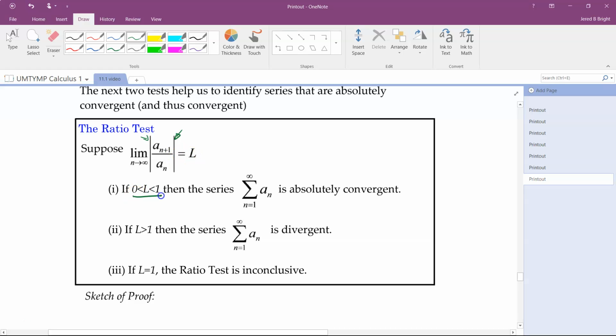If L is a number that is between 0 and 1, then we're going to say that this associated series is absolutely convergent. Okay, so we actually get a little bit stronger of a condition. And again, if it is absolutely convergent, it is convergent. If L is bigger than 1, then it's going to be divergent, and if L is equal to 1, the ratio test is inconclusive.